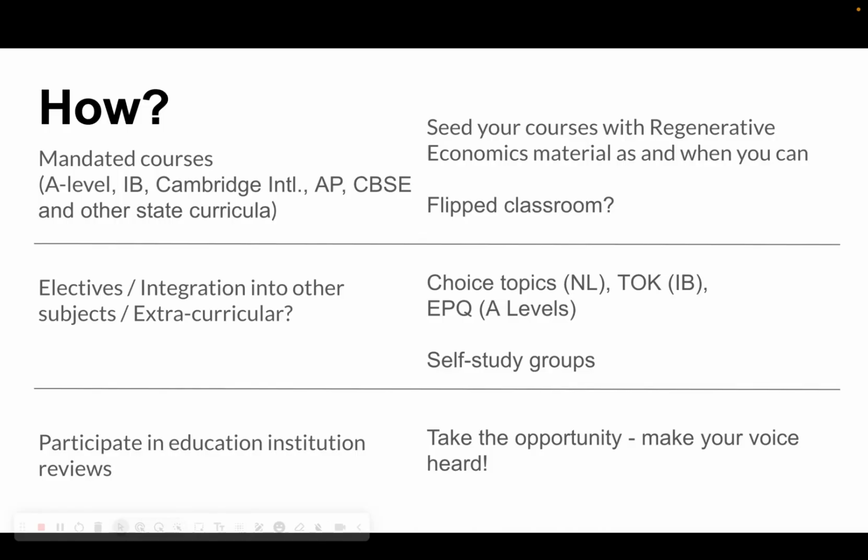Some examples of places where I've seen these alternative uses are in choice topics in the Netherlands, theory of knowledge in the IB. Most of this material is appropriate for theory of knowledge because it challenges the mainstream, or the EPQ at A levels. We've also seen teachers develop self-study groups with students. Students could even set these up on their own because all the materials are written with a student audience in mind. And then last, we ask you or suggest that you participate in education institution economics reviews.